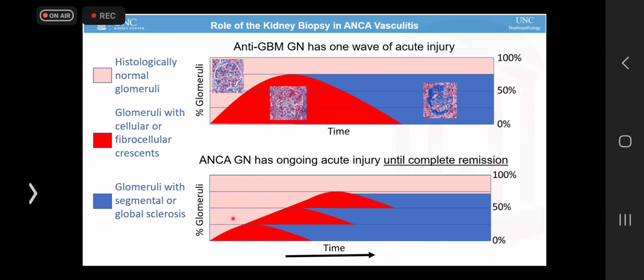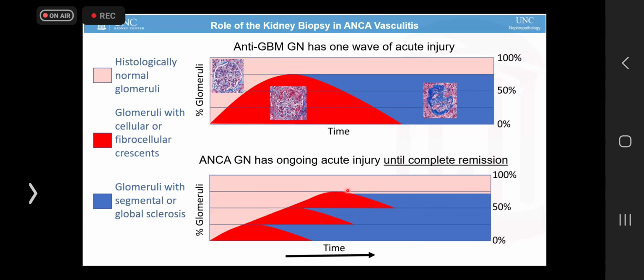ANCA disease is more like lupus nephritis with respect to the dynamics. It comes in waves, ongoing waves of acute injury. To begin with, it may be a small proportion of glomeruli that are affected. Some are necrotic. They evolve into sclerotic glomeruli, either globally or segmentally. But then there's another wave and scar, and another wave and scar.